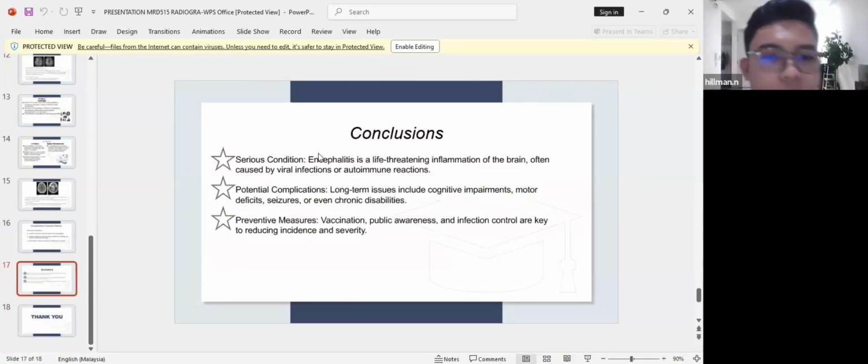The conclusion is that it is a serious condition. Encephalitis is a life-threatening inflammation of the brain, often caused by viral infections or autoimmune reactions. The potential complications of encephalitis include long-term issues such as cognitive impairments, motor deficits, seizures, or even chronic disabilities. So the preventive measures are vaccination, public awareness, and infection control, which are key to reducing the incidence and severity of this pathology.